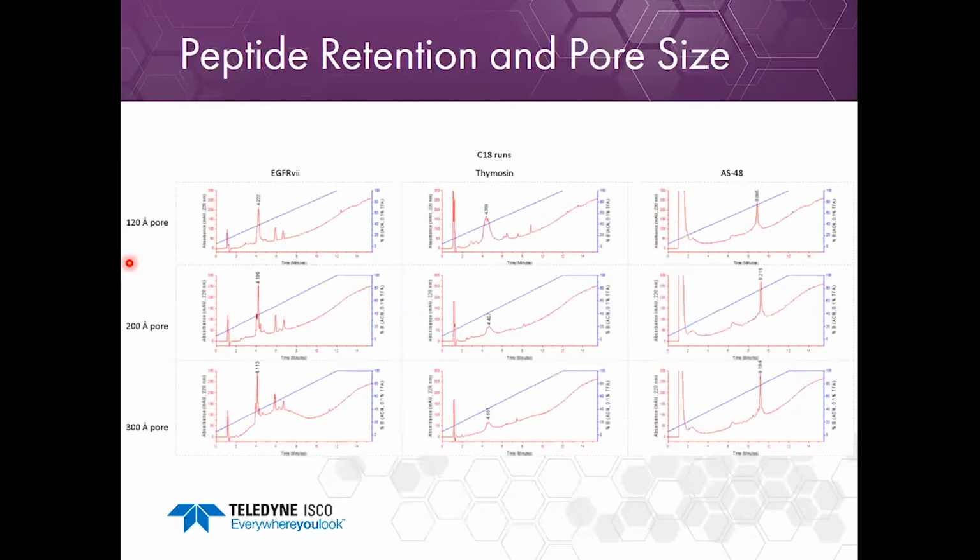And these peptides will be used for the rest of the presentation. So over here, you can look at it as peptide size going from small to large, pore size going from small to large also. And so what we see over here is the EGFR with the 120 angstrom pore elutes at 4.22 minutes. 200 angstrom pores elutes at 4.19 minutes. And the 300 angstrom pore, it elutes at 4.11 minutes.